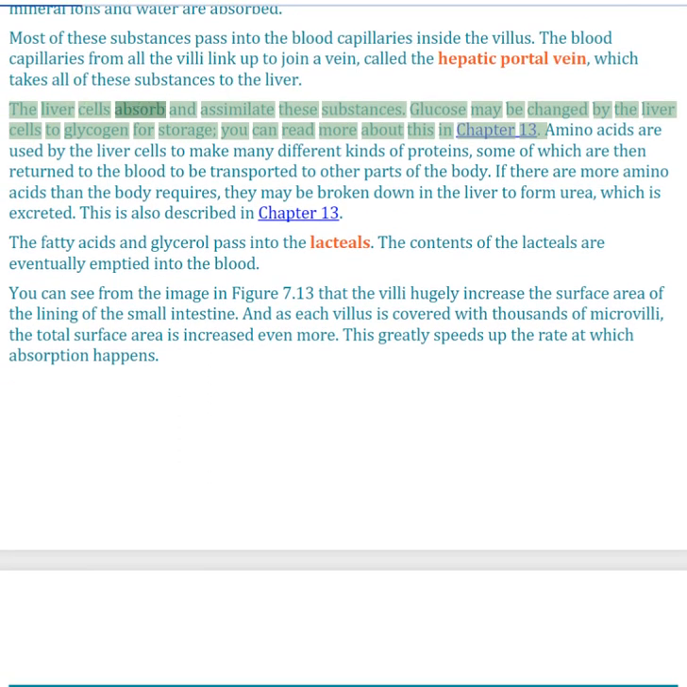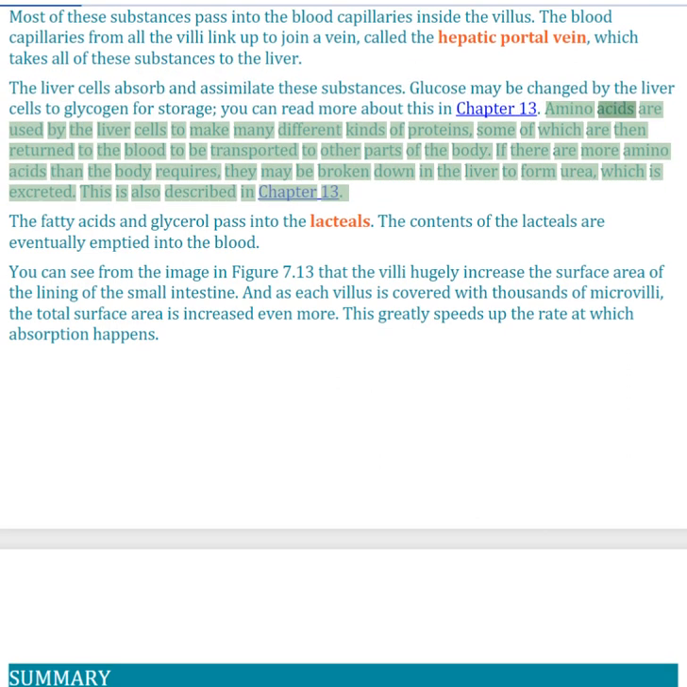The liver cells absorb and assimilate these substances. Glucose may be changed by the liver cells to glycogen for storage. You can read more about this in Chapter 13. Amino acids are used by the liver cells to make many different kinds of proteins, some of which are then returned to the blood to be transported to other parts of the body. If there are more amino acids than the body requires, they may be broken down in the liver to form urea, which is excreted. This is also described in Chapter 13.